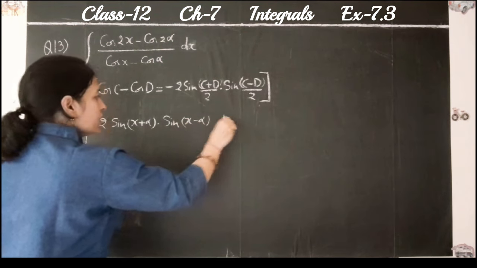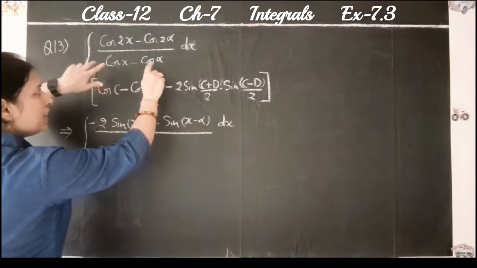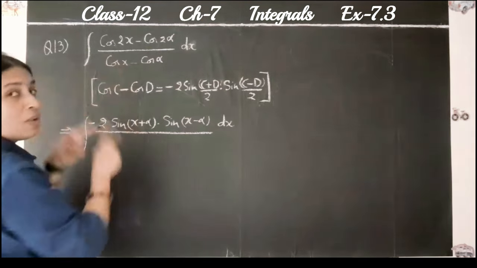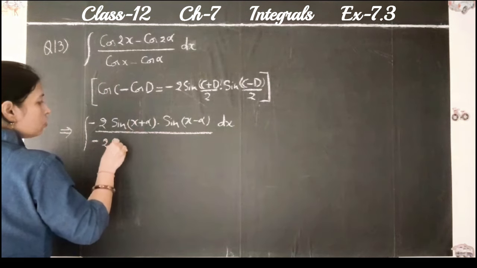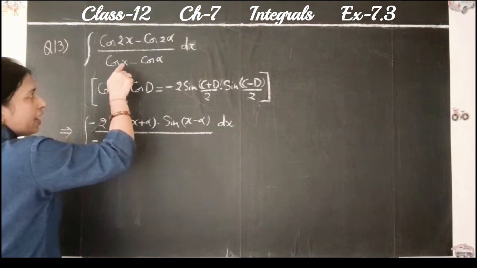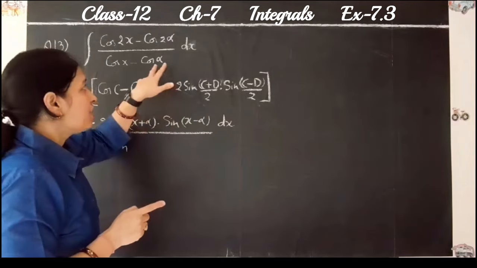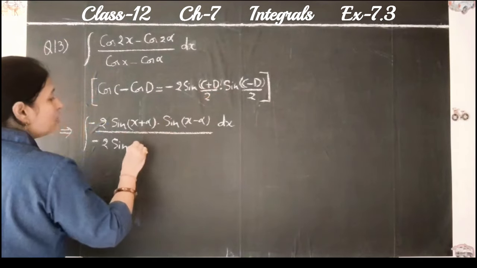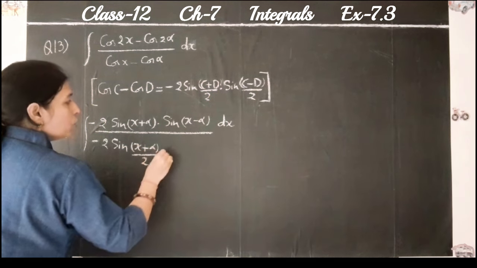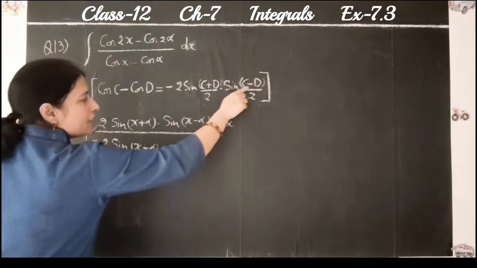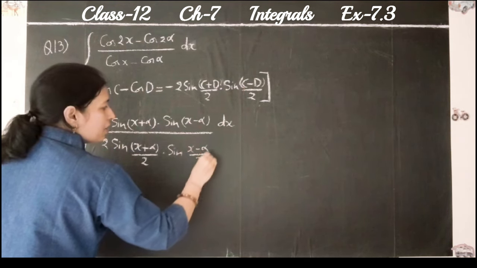Write dx as it is. Then again use this identity because here it is also in the form of cos c minus cos d. So we can write minus 2 sine, here x is in place of c and in place of d it is given alpha. So (c plus d) by 2 will be (x plus alpha) divided by 2, into sine (c minus d) by 2. So it will be (x minus alpha) divided by 2.